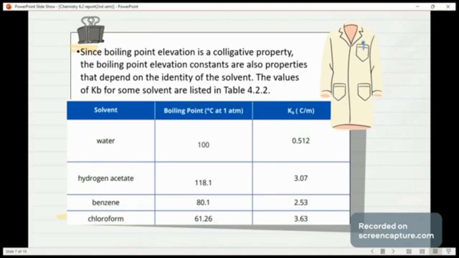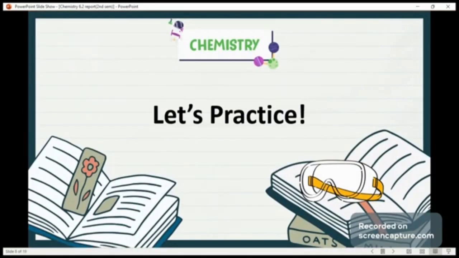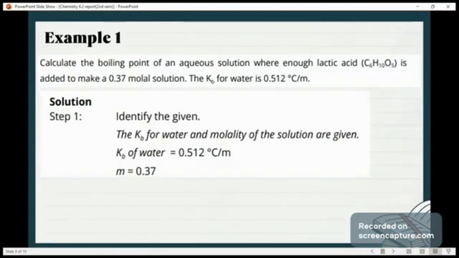Let's proceed and practice example number 1. We have to calculate the boiling point of an aqueous solution where enough lactic acid is added to make a 0.37 molal solution. The Kb for water is 0.512 degrees Celsius per m. So the given here is the Kb of water, which is 0.512 degrees Celsius per m, and also the molal solution, which is 0.37 m.